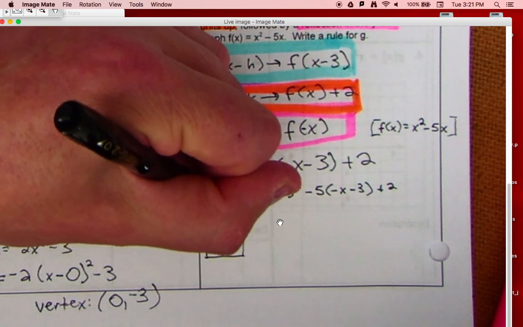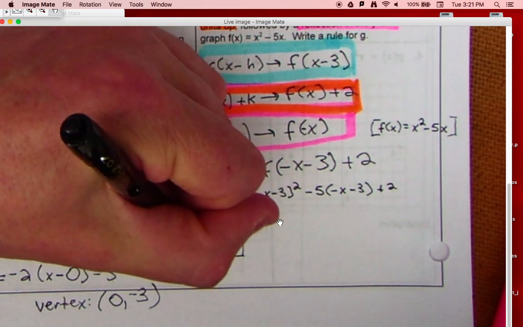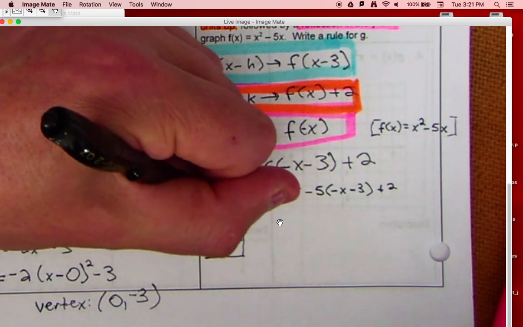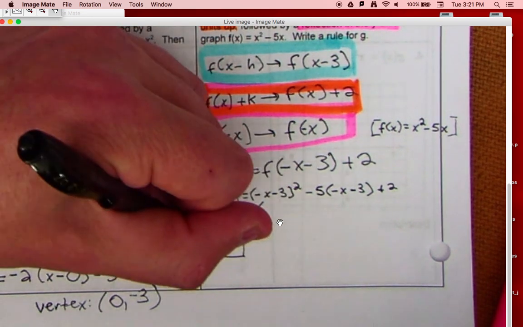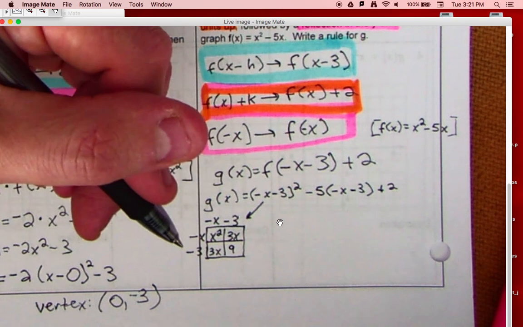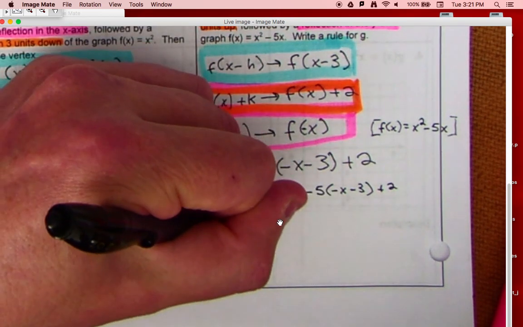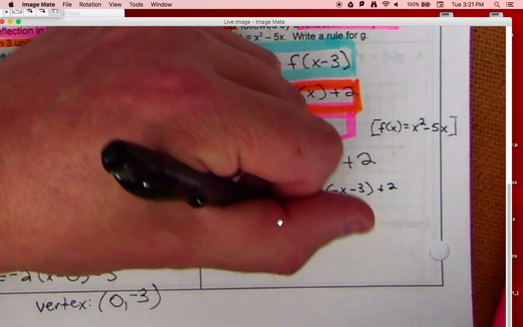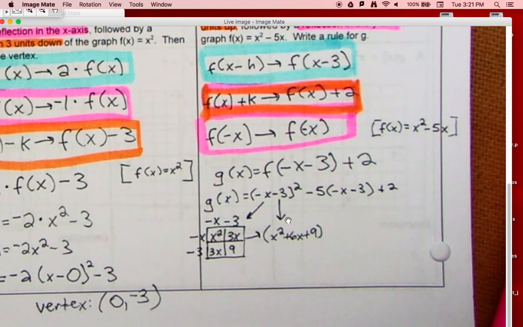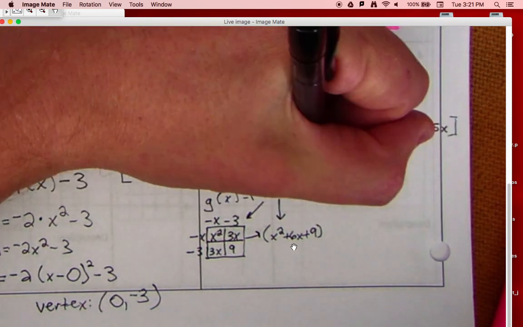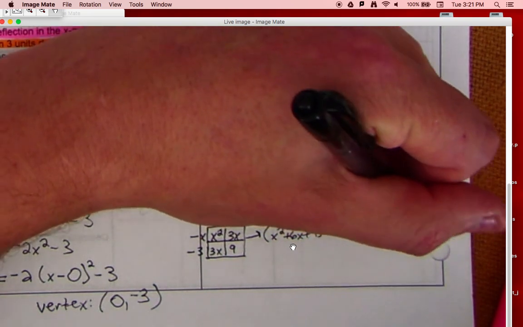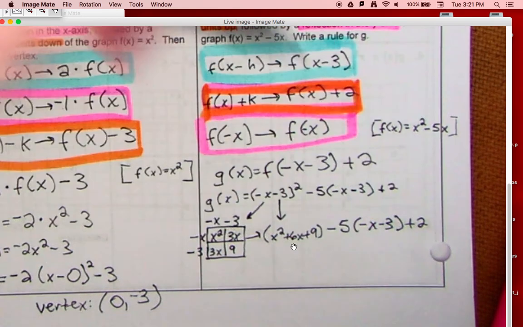Now be careful with your negatives. All right, so negative x times negative x is x squared. Negative 3 times negative x is 3x. Down here we get 3x, and we get 9. So all of this becomes x squared plus 6x plus 9. Okay? All right, so this, there. They're all the same. All right, I'm going to just rewrite all of this. I never like to do too much in one step. All right, let's do the distributive property here in my next step.